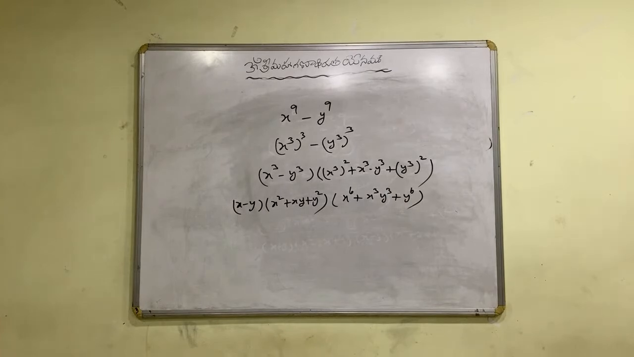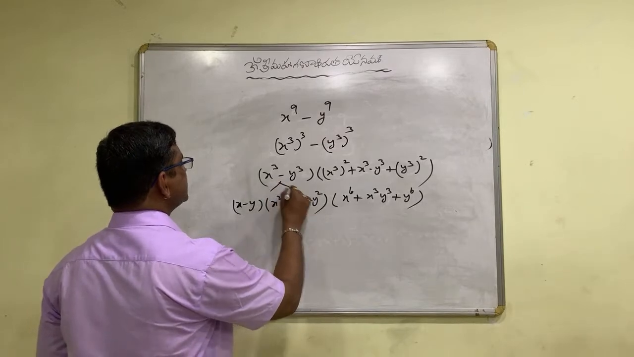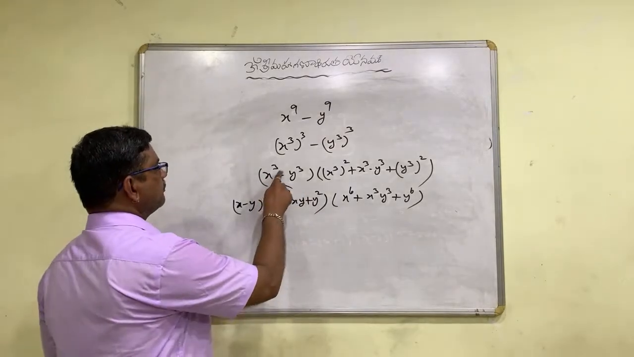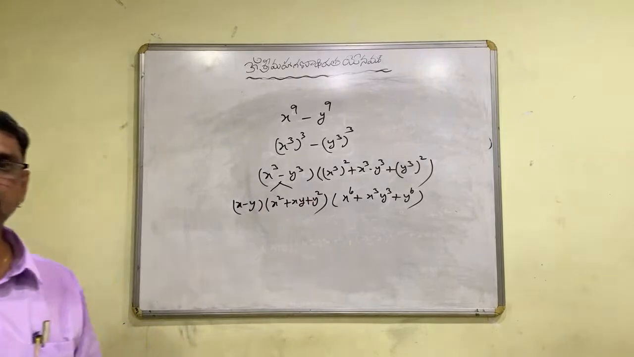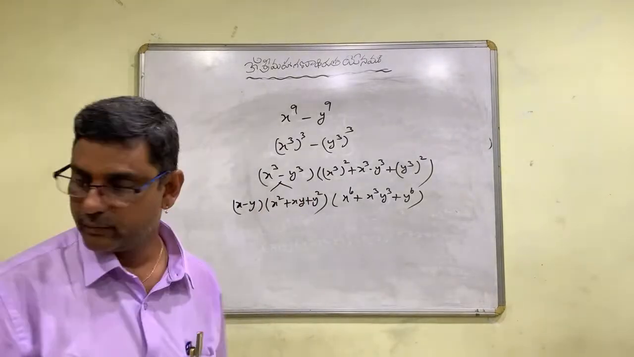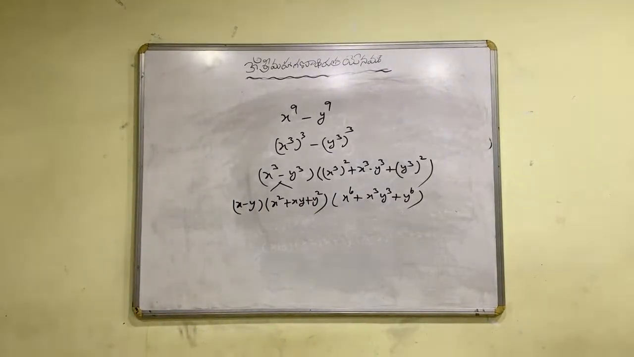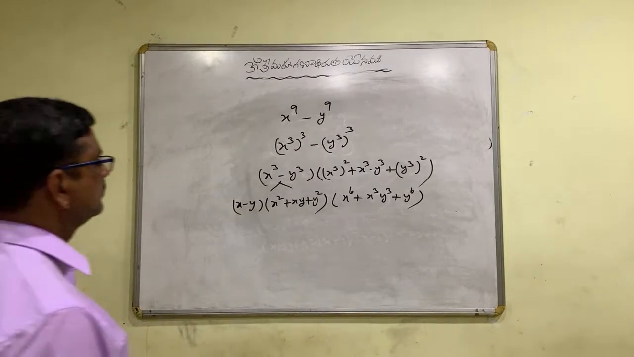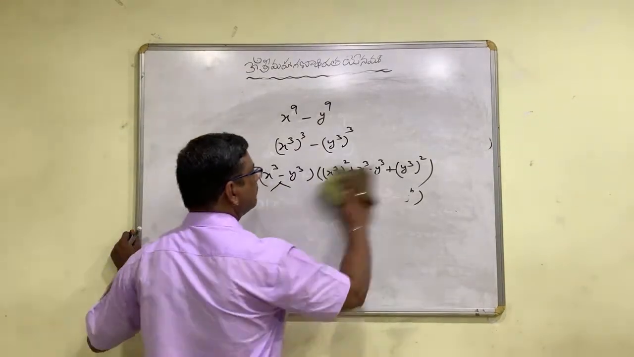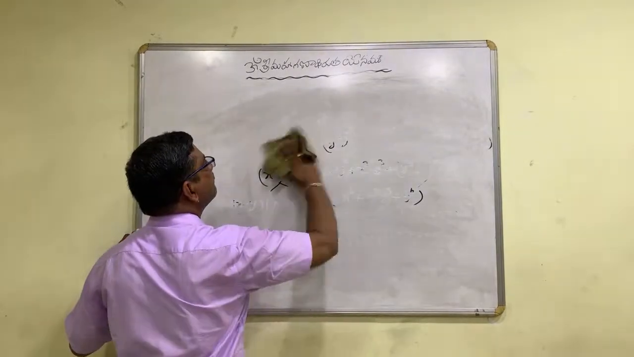Okay, children? Did you understand? Again this one we need to split, a cube minus b cube form. Okay? Very good. The next problem, I am moving on to the next one.